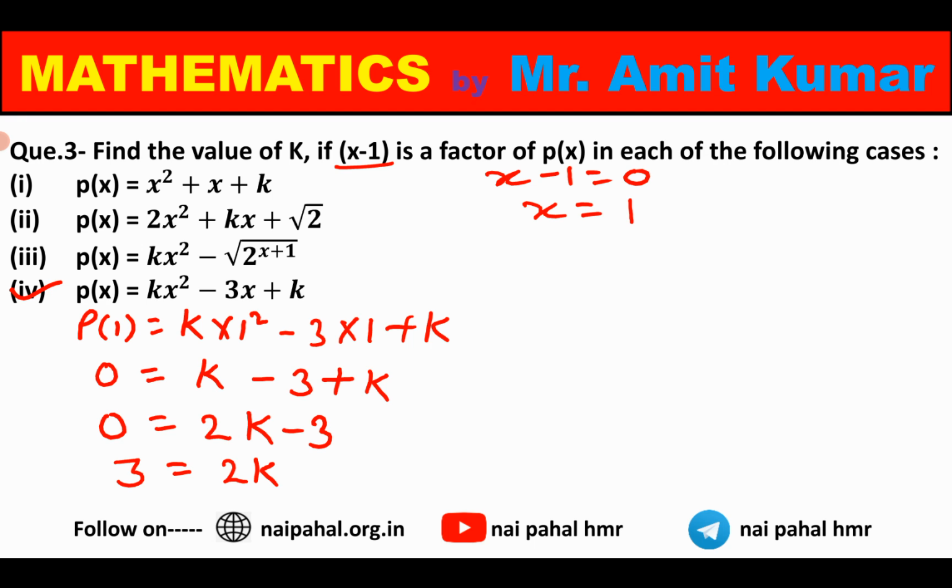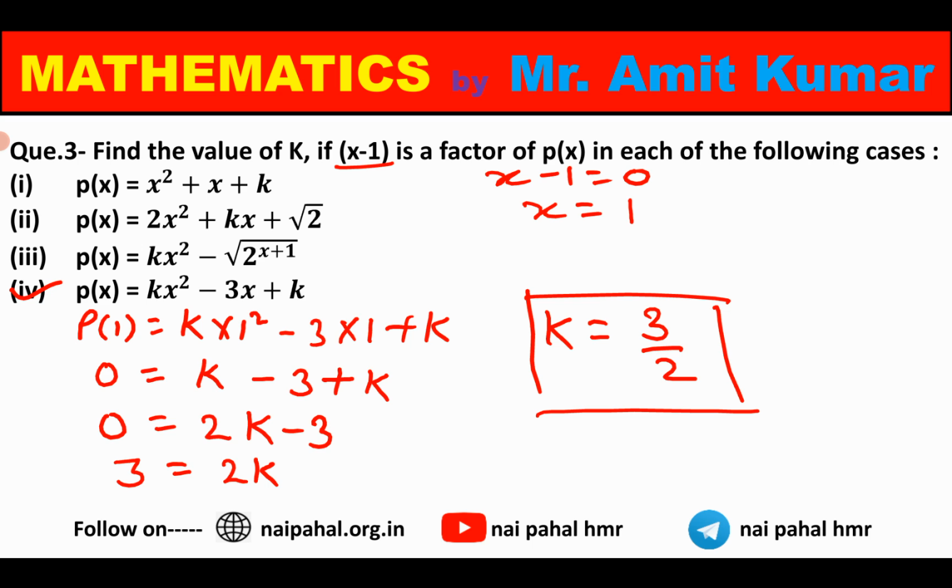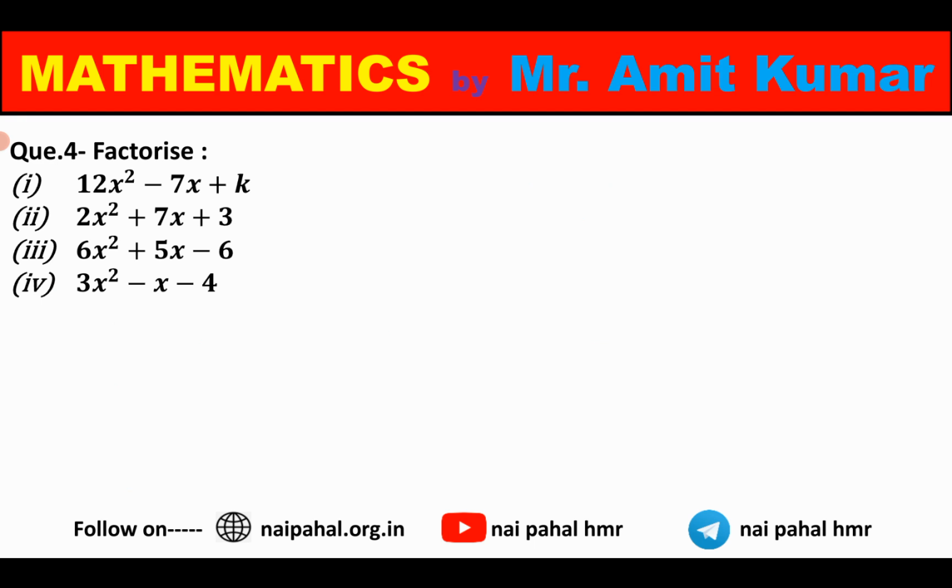Let's move on to the next part, in which we have P(x) given as kx square minus root 2 x plus 1. If it is a factor, then take it equal to 0, then the value of x will be 1. Let's do the part. P(x) is given as kx square minus root 2 x plus 1.